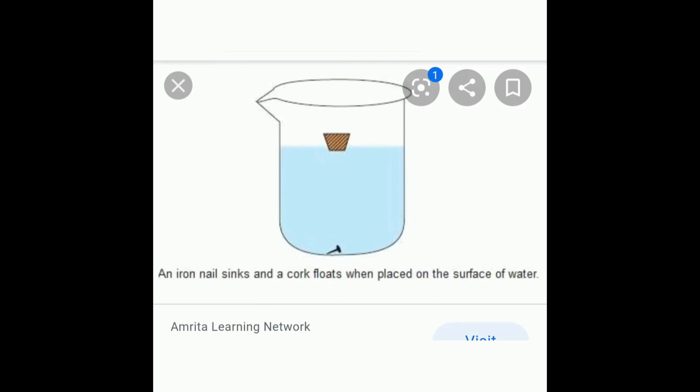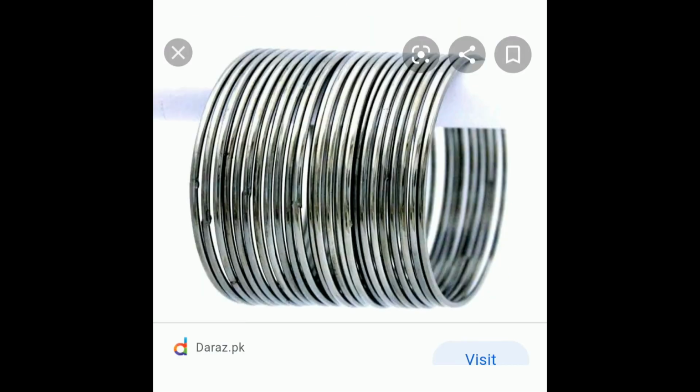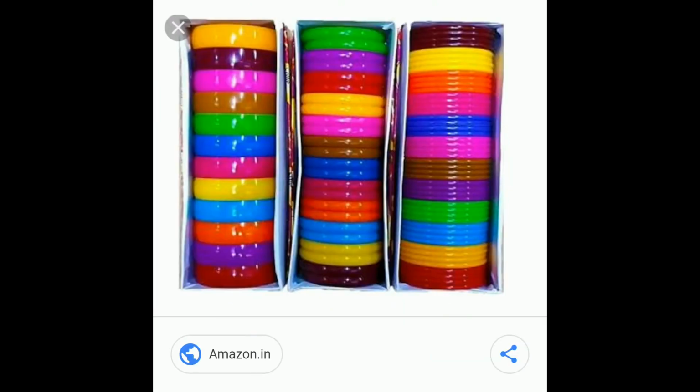Let's take two objects with identical shapes and size. We can take two bangles of the same size and shape. One should be made of plastic and the other of any metal. What will happen? The bangle made of metal sinks and the plastic one floats for some time.